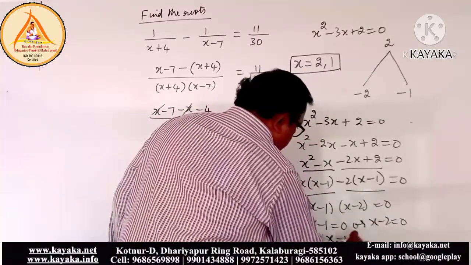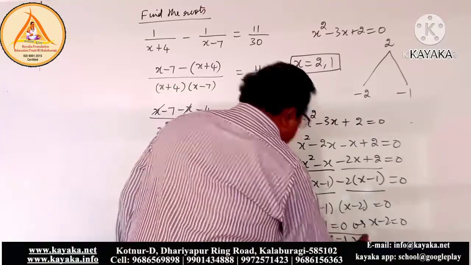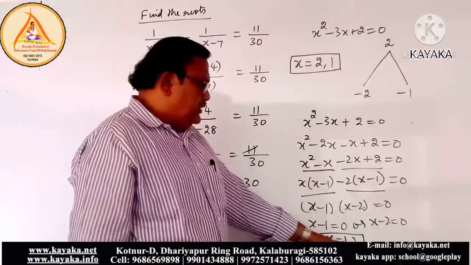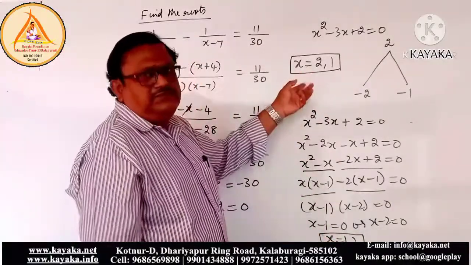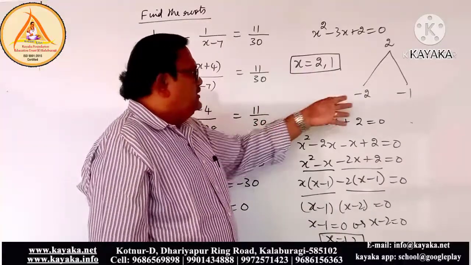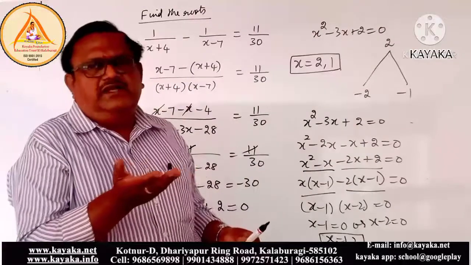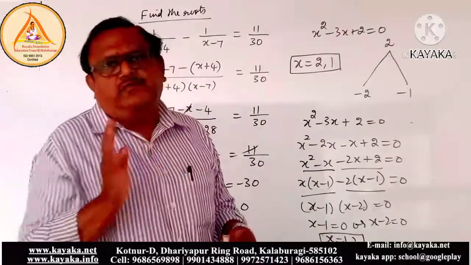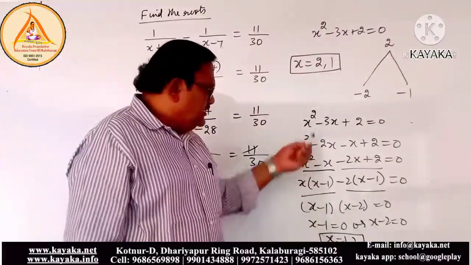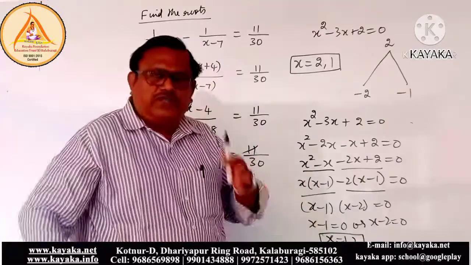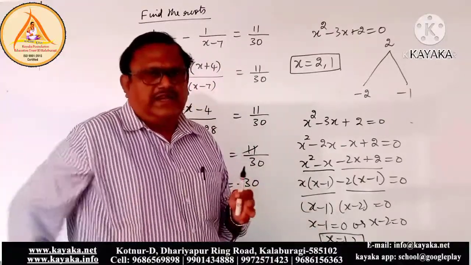Therefore, x equal to 1 or 2. That's the answer we got here. Because here two factors are with a negative sign, whenever it comes to the final answer, both will become positive. These steps, you have to try for all the problems and you have to do it. Okay, dear children?